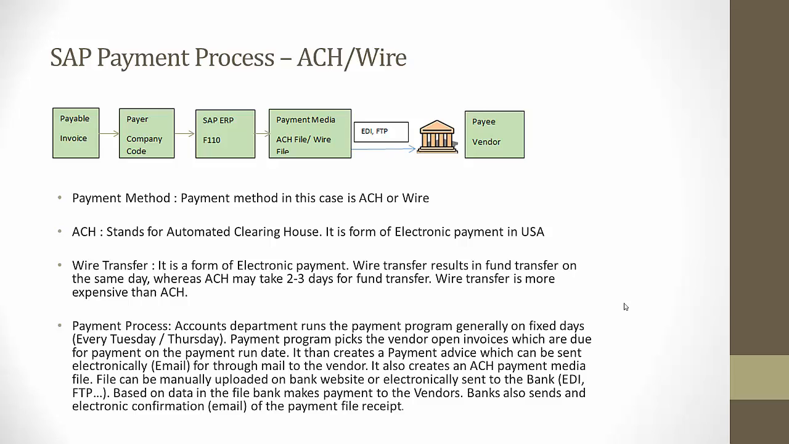The flat file is then sent to the bank. This flat file can be sent to the bank either manually by uploading on the bank website or through a secured file transfer protocol. Banks, once they receive the file, make a ACH or wire transfer payment to the vendor based on details in the files. Bank will also send us a confirmation of the file received and a successful transmission of payments to the vendor.